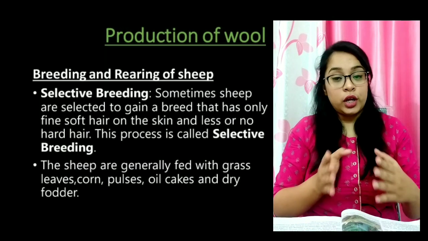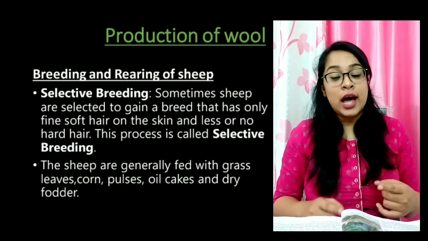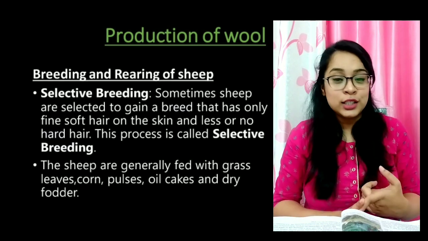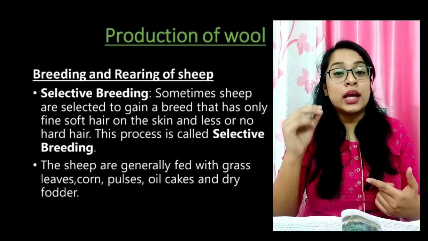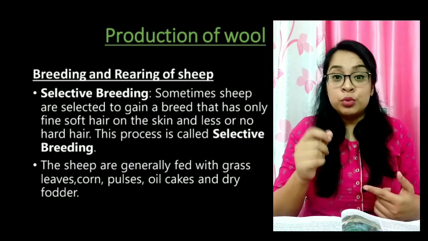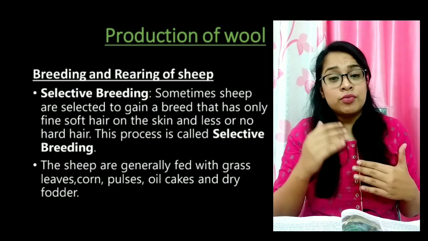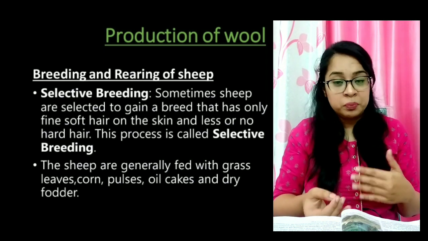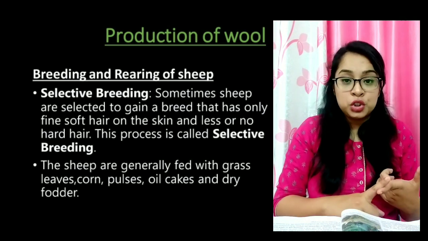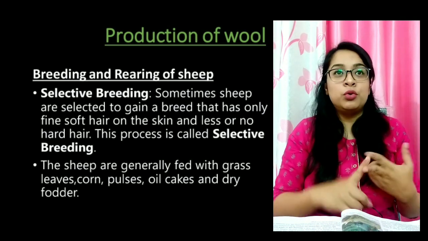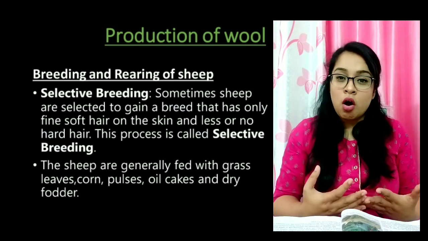Now we will go to the production of wool. Before that, we should know that in order to get wool, we have to take care of the animals, and we need to select the breeds or animals which have more amount of fine soft hairs, because we don't need the coarse beard hair, we need the fine soft hair for making wool. First of all, we need to take care of them. We need to give them proper shelter and proper food, like grass, oil cakes and corn.